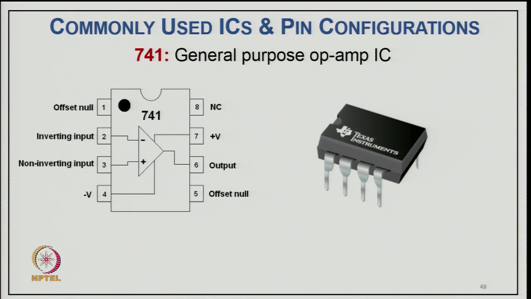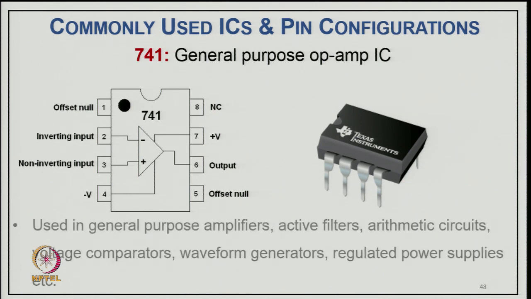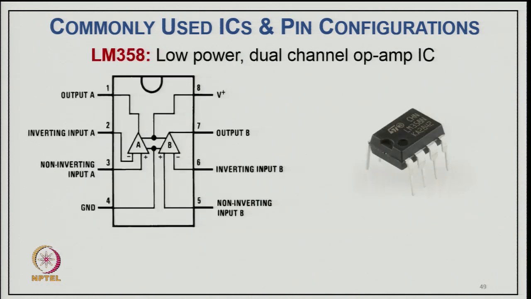So, these are the 8 terminals in any operational amplifier, typically of your 8 pin operational amplifier, and this is very much in use. Of course, it has a certain limitation, and that is the reason many other operational amplifiers exist for specific applications or with a very fast slew rate. It does not have that fast a slew rate, but of course, it is used very extensively, and it is now available very cheap also. It is used in general purpose amplifiers, active filters, arithmetic circuits, voltage comparators, waveform generators, and regulated power supplies.